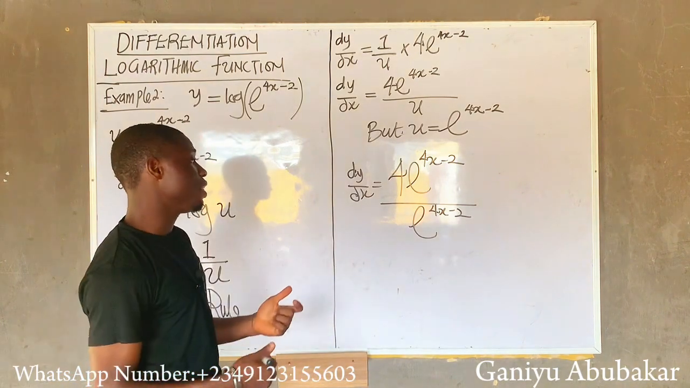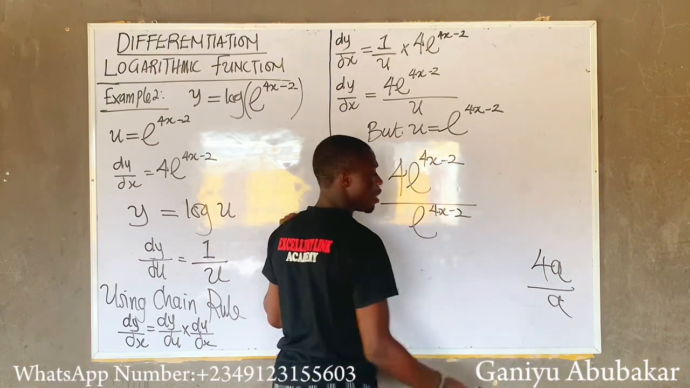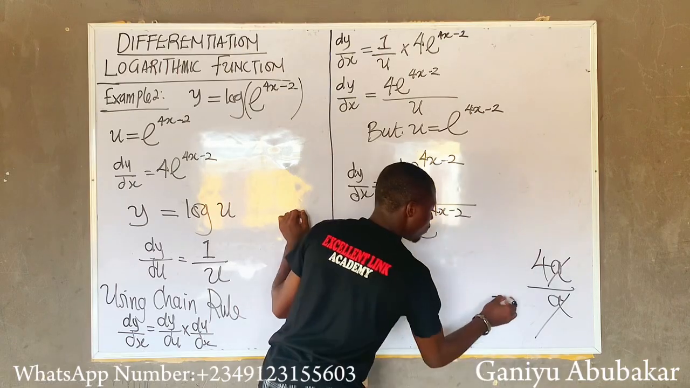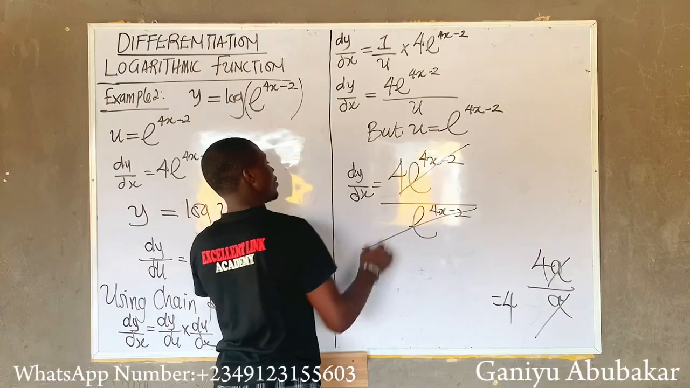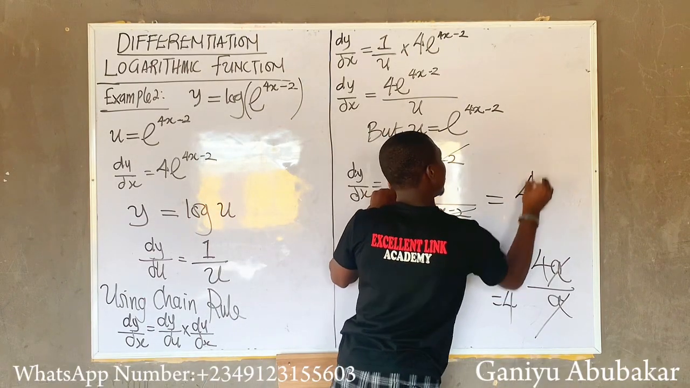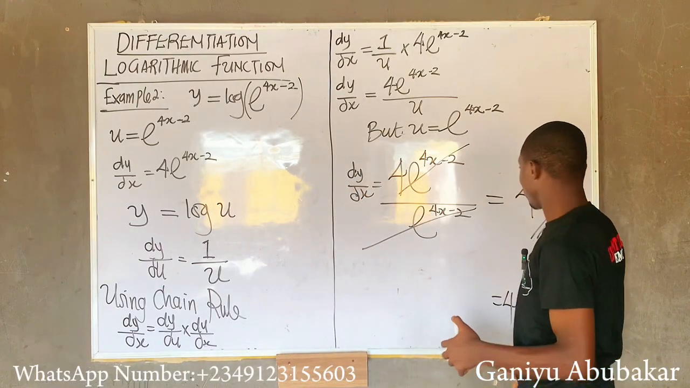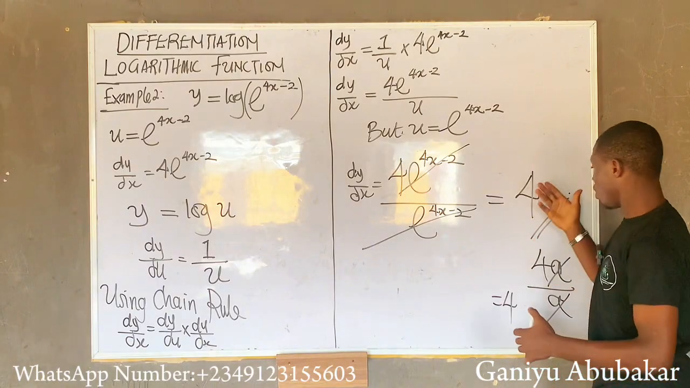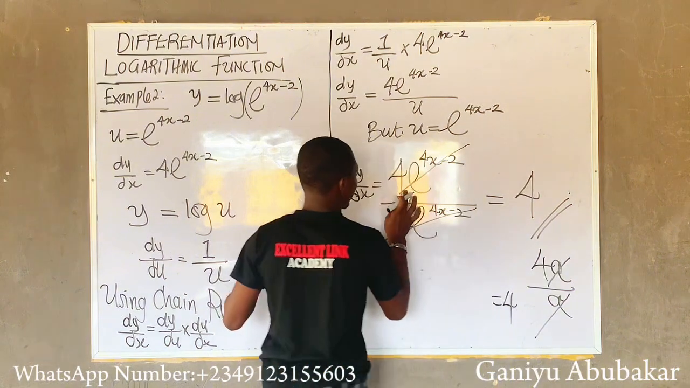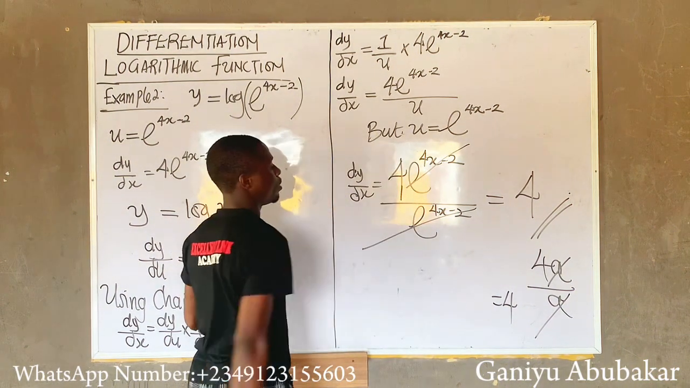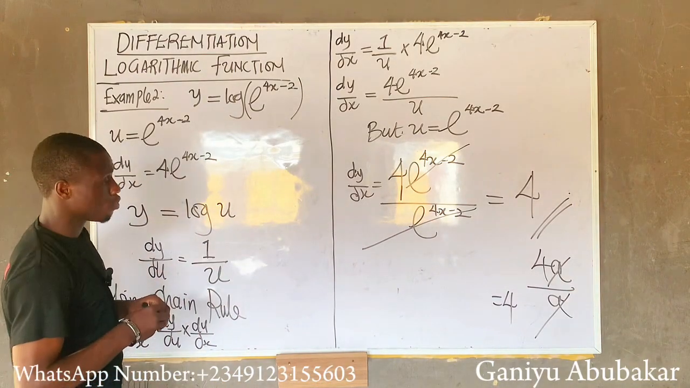But if you observe mathematically, let's say for instance I have 4a over a. We know that this a will cancel this a. I'll have 4 as my answer left. Similarly, this one should cancel this. I'll have just 4 as my answer. So my answer for this question here is 4, as you can see. This is how I solve this particular problem involving both log and exponential function.